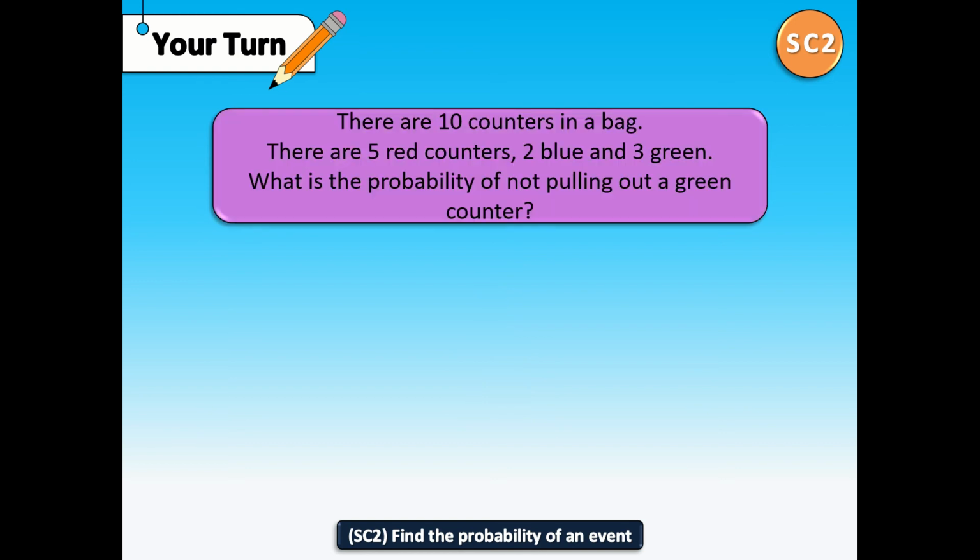Here's another question for you to have a go at. Pause the video, and when you're ready to see the answer, press play. This question says, what is the probability of not pulling out a green counter? So there are 7 counters that aren't green, and again out of 10. So the probability is 7 out of 10.